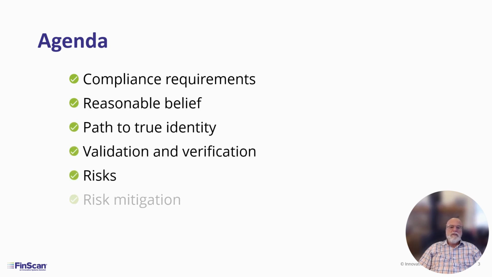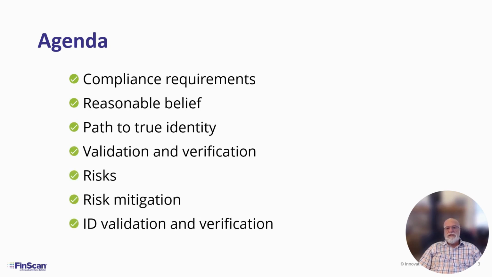So today we'll be covering the following topics. First, the compliance requirements. Most regulatory regimes, particularly those where the country is a member of FATF, have compliance requirements for customer identification. We'll discuss the concept of reasonable belief, whereby the regulated entity must form a reasonable belief it knows the true identity of the customer. We'll talk about what that path to a true identity is, namely how do we navigate that path. We'll talk about validation and verification, what each of these are. We'll talk about the risks encountered in identity validation and verification, and risk mitigation, whereby we can mitigate those risks that we encounter. And then we'll talk about the ID validation and verification process and what a typical process looks like.